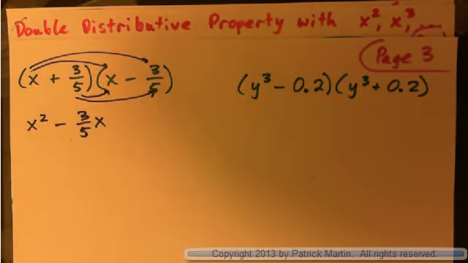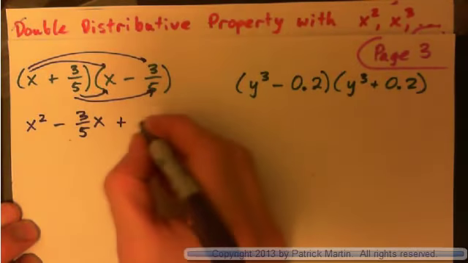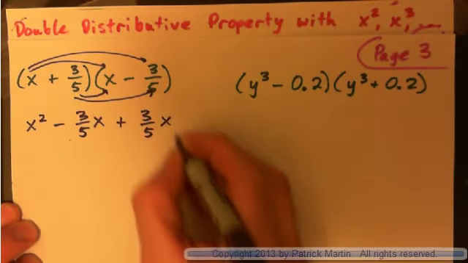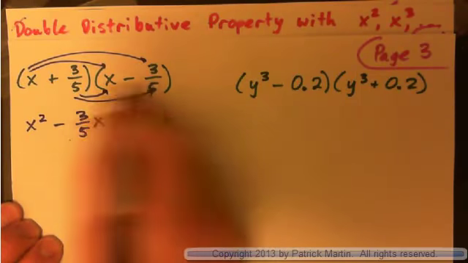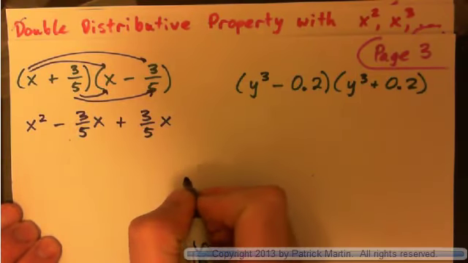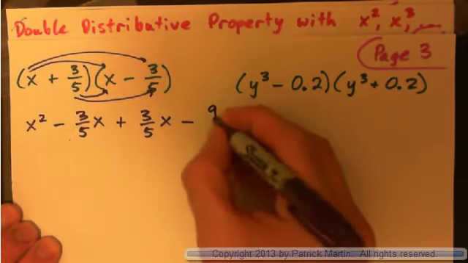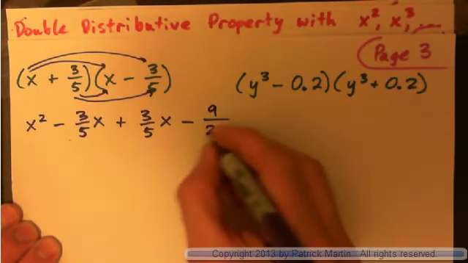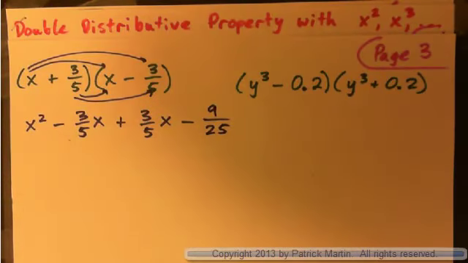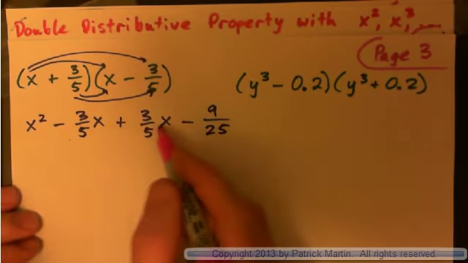What did you get there? 3/5 times x is plus 3/5 x. 3/5 times negative 3/5, what does that give you? Positive times negative, negative. 3 times 3, 9. 5 times 5, 25. And when you add like terms, what do you get? Are there any like terms? Sure are. You've got negative 3/5 x plus 3/5 x.